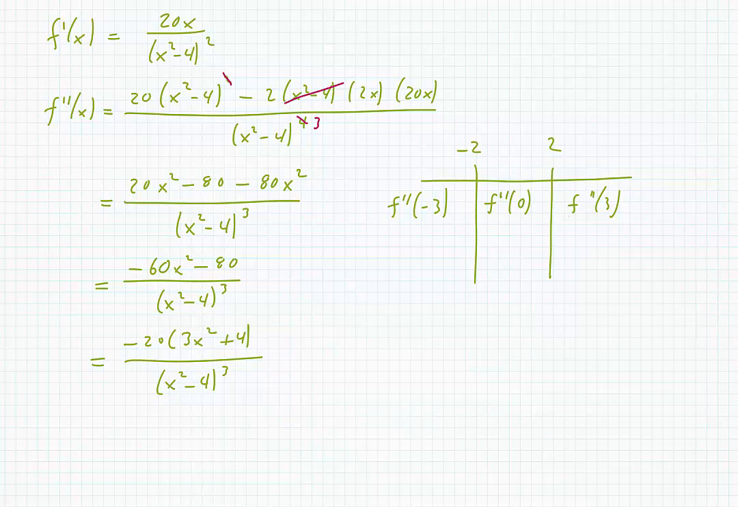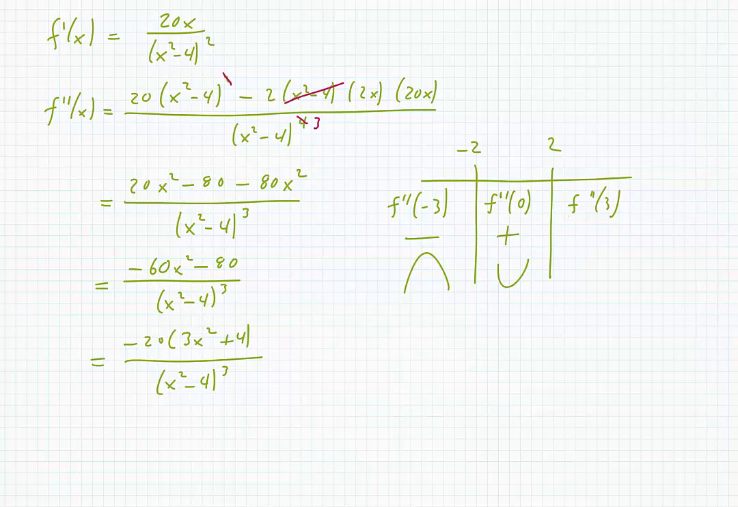So when we have negative 3, we've already said the top in parentheses is always going to be positive, multiplied by a negative, so the top is always going to be negative. So what we're really interested in is the bottom here. If we take negative 3 and square it, we're going to get 9 minus 4 is 5. 5 to the third power is positive. This should be negative. We should be concave down here. When I plug in 0, 0 squared minus 4 is going to give me a negative. To the third power, still negative. Since we have a negative in the top as well, this is going to be positive, concave up.